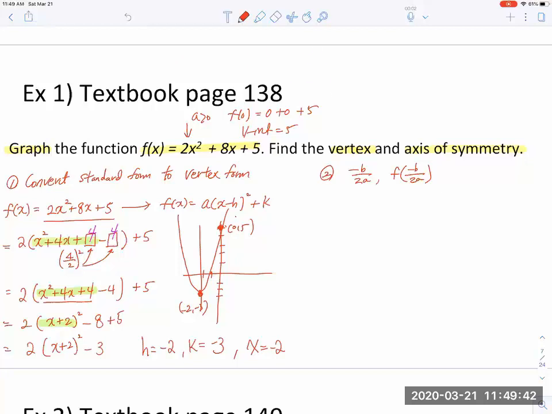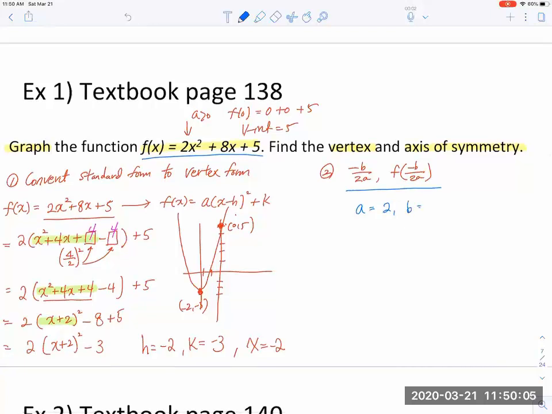All right, this is the first method, and the second method is a formula. Without converting to vertex form, you can use the standard form to find the vertex point. How do we know? Using this formula. A we already know is 2 from the standard form, B is 8, C is 5. So minus 8 over 2 times 2, that's -8 over 4, which is -2.